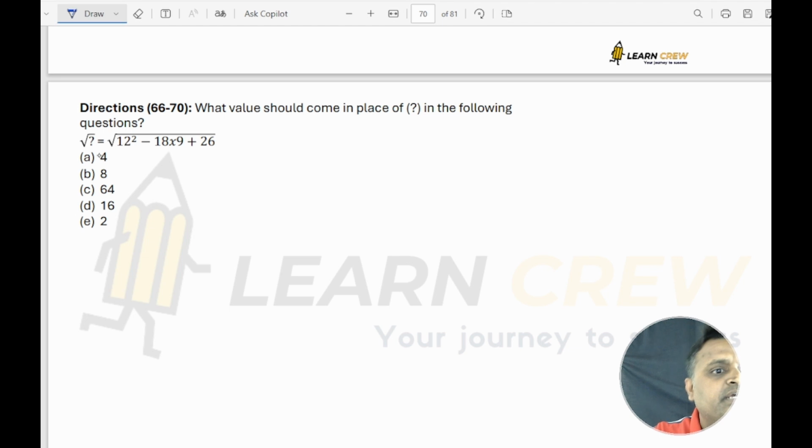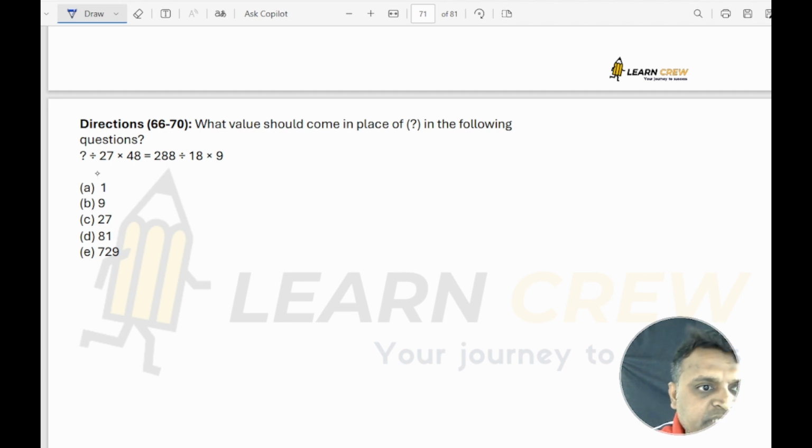See here, square root of how much? 12 square is 144. 144 plus 26 is 170. 170 minus 162 is root 8. So root x is equal to root 8. So x is equal to 8. x is equal to 8 is the answer.